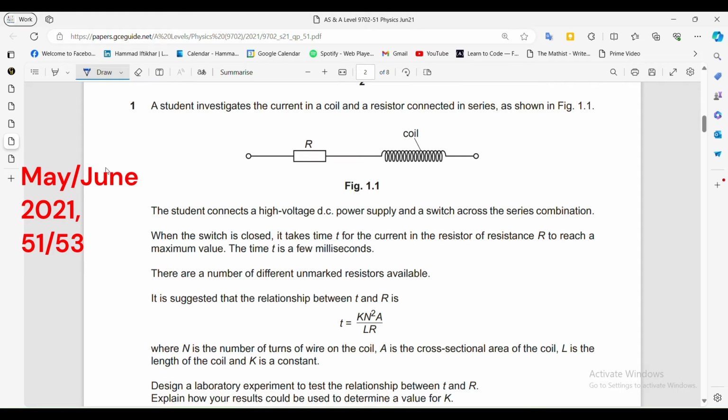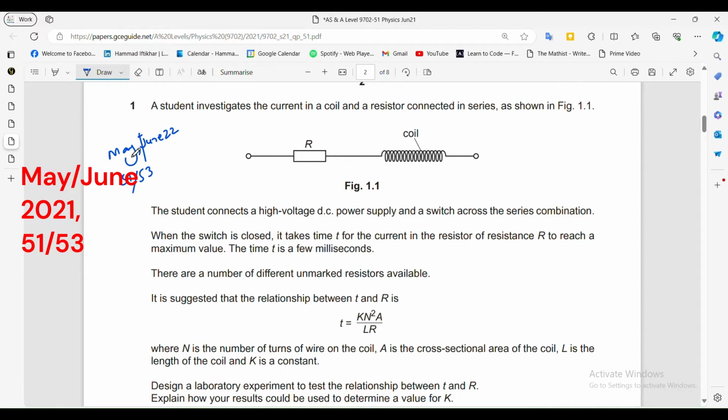Hello everyone. So let's practice for paper 5 of the CIE A-level physics, which is the planning, analysis and evaluation question paper. In this video, we're going to practice with the planning part of the question. That is usually question number 1, the planning question. So this is May/June 22, 51/53, because the two variants are identical.